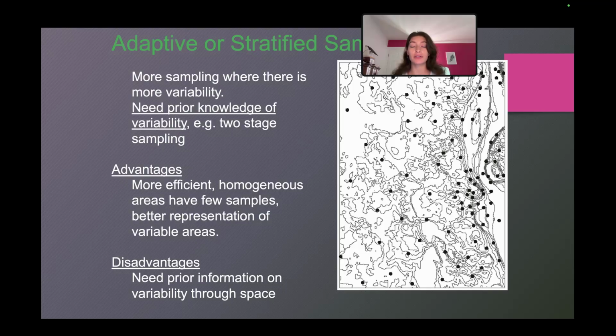Your advantages are that this is more efficient, it's homogeneous for areas that have few samples, and it's better representation of those variable areas. Your disadvantages are that you do need to have prior information on the variability throughout that space.